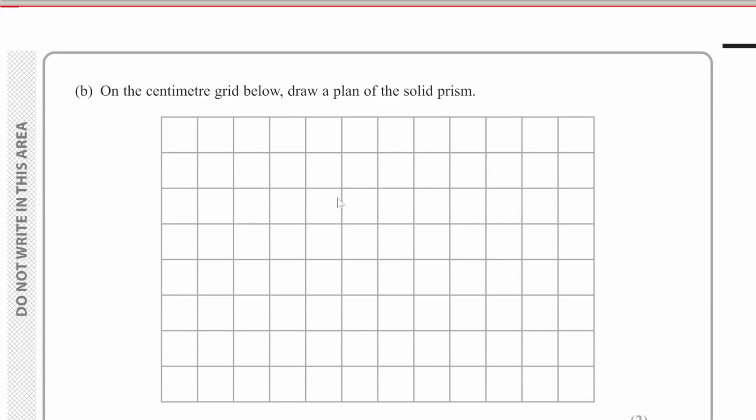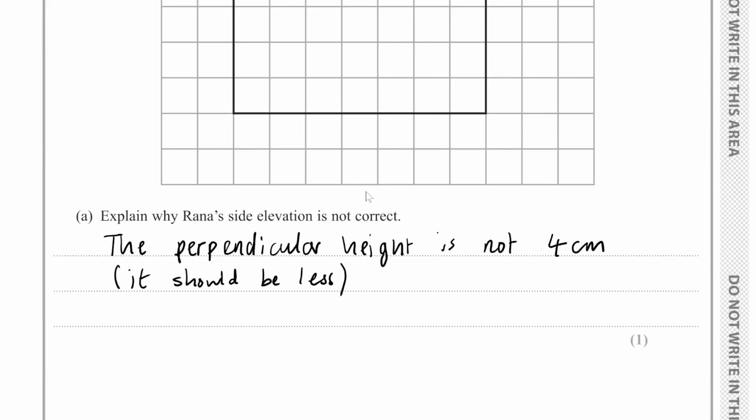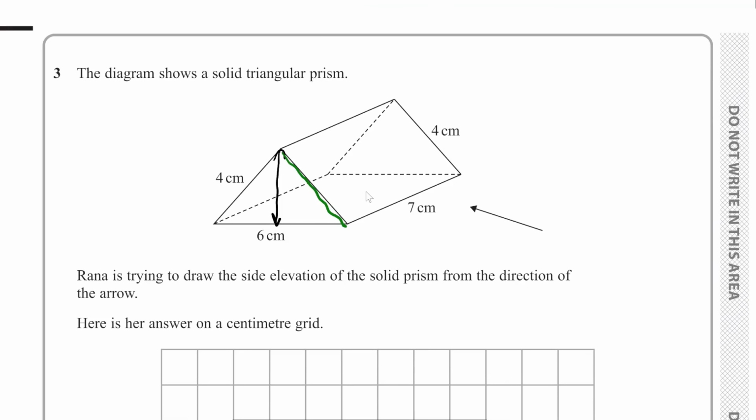And on the centimeter grid, draw a plan of the solid prism. So a plan is the view from the sky, the view from the top down. So it's going to be a 6 by 7 rectangle with a straight line down the middle for the peak, the apex, the top.